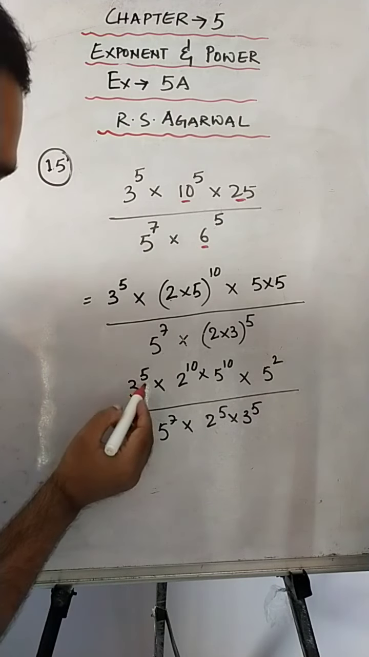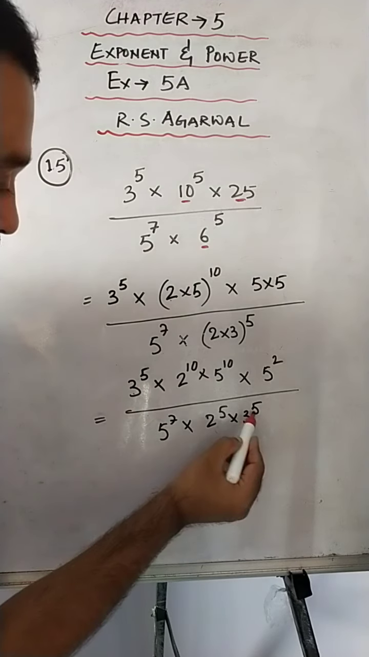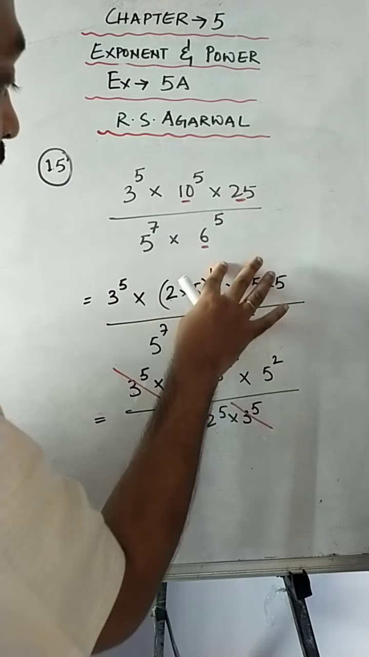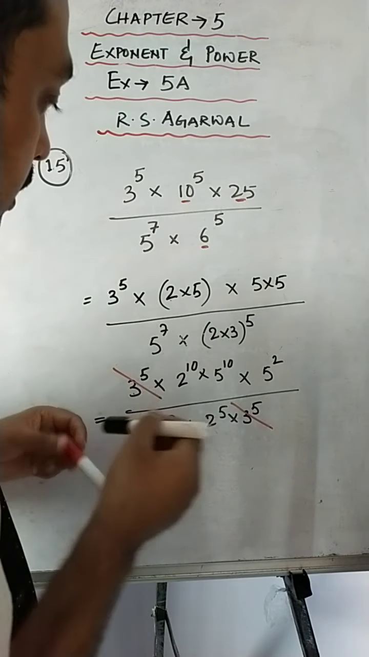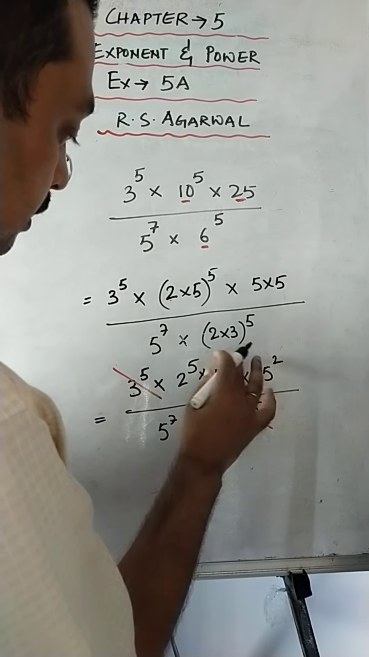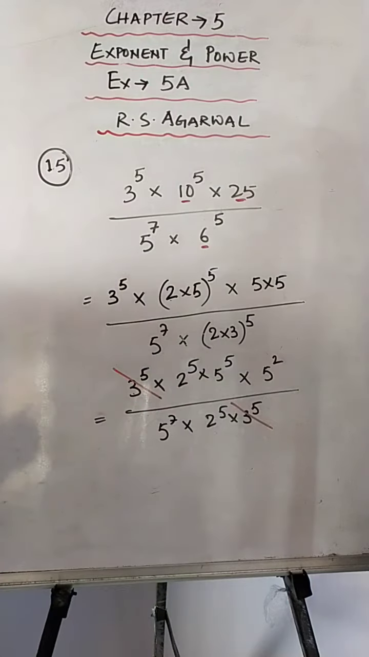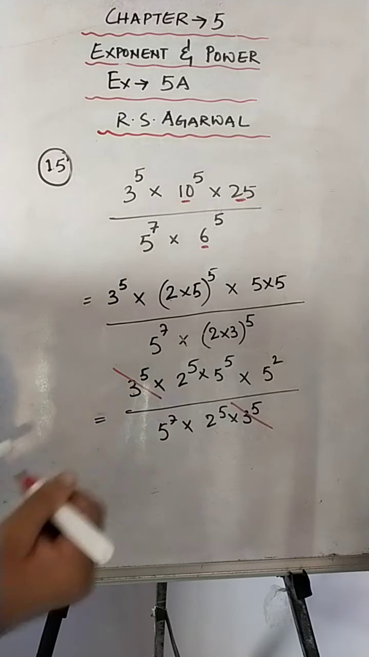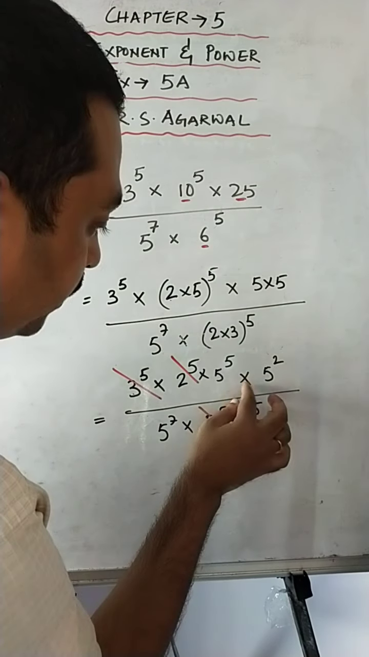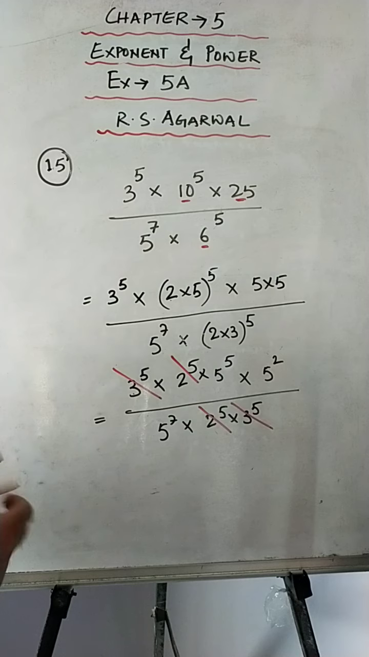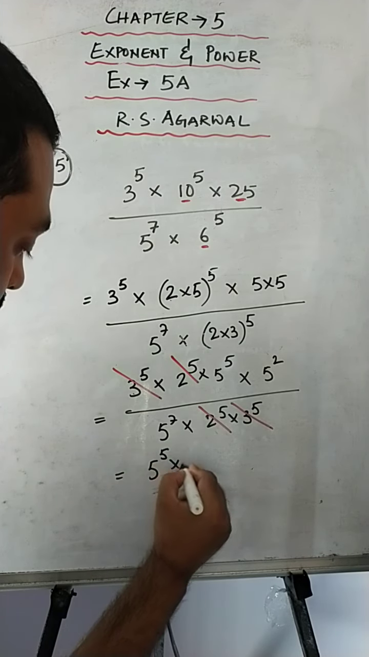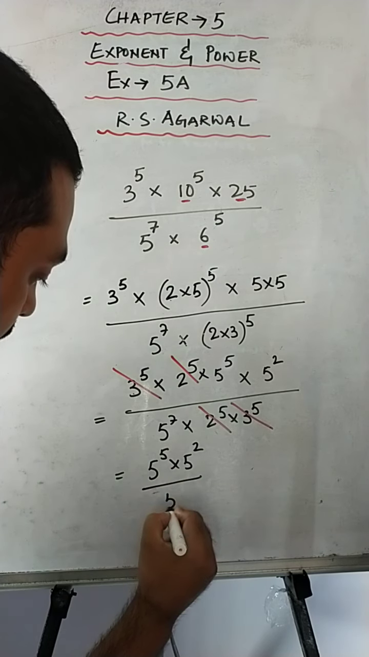Okay, now just see if any terms are similar or not. Yes, there are some similar terms. That is 3 to the power 5, 3 to the power 5. So cancel this. 2 to the power, sorry, we have 5 here. Why am I making some mistakes here? So we will write 5 here. Again, we will write 5 here. We will write 5 here. Okay. So 2 to the power 5 and 2 to the power 5 are similar. So we'll cancel this. Okay. So we are left with 5 to the power 5 into 5 square. In the denominator we have only 5 to the power 7. So we'll write it down. So 5 to the power 5 into 5 square and 5 to the power 7.